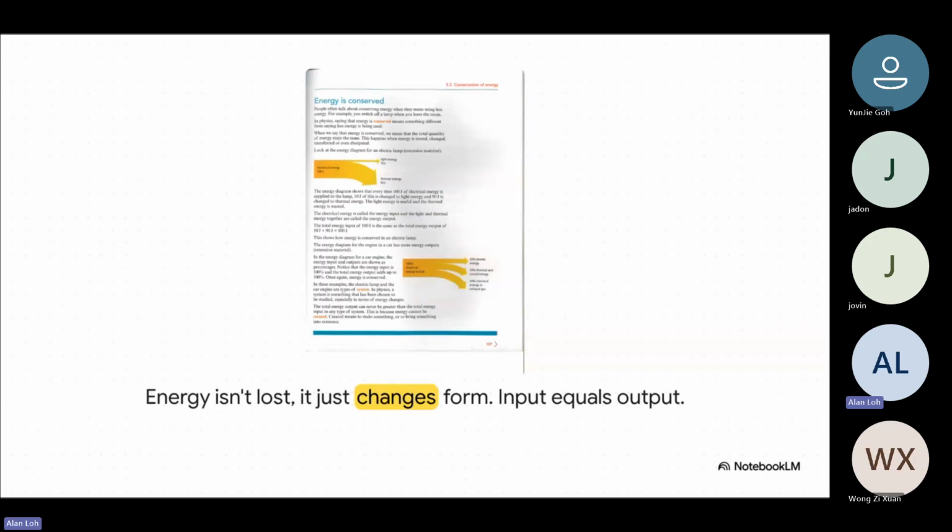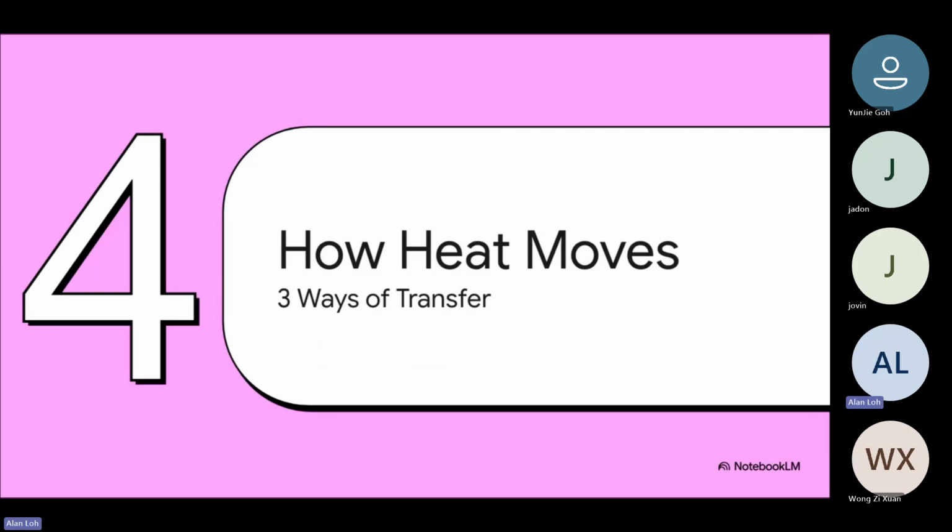It's the same thing with the car engine. The chemical energy in the fuel gets converted into movement, sure, but also into sound and a ton of heat. The key takeaway is that the energy you put in always equals the energy you get out, even if it's not in the form you wanted. All right, so energy can't be created or destroyed. It just gets moved around and changed. But how? How does that transfer actually happen?